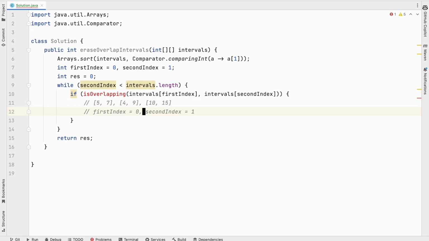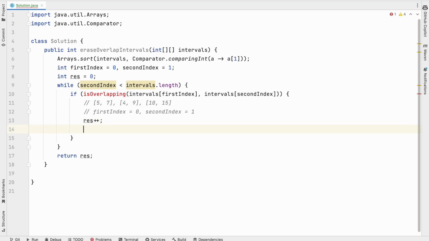Okay? Because we're going to remove the second interval, we first increase the result by 1, because it stores the number of removed intervals. The second interval will be one of them. Then because the second interval is removed, we increase second index by 1, so that second index will point to the next interval. And in our example, the second interval will be changed from 4, 9 to 10, 15. And we will compare 5, 7 and 10, 15 in the next iteration.